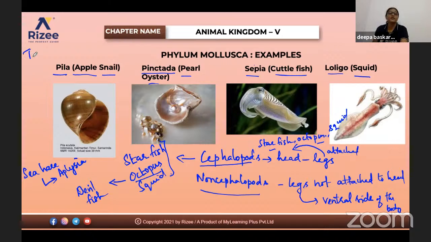As I can write here, tusk shell. Okay, the scientific name is Dentalium. So these are other examples: tusk shell, Dentalium, sea hare, Aplysia, devilfish, octopus. Okay, Pila, apple snail, Pinctada, pearl oyster, Sepia, cuttlefish, Loligo, squid. Yes, sir. That's all about the examples of mollusks.